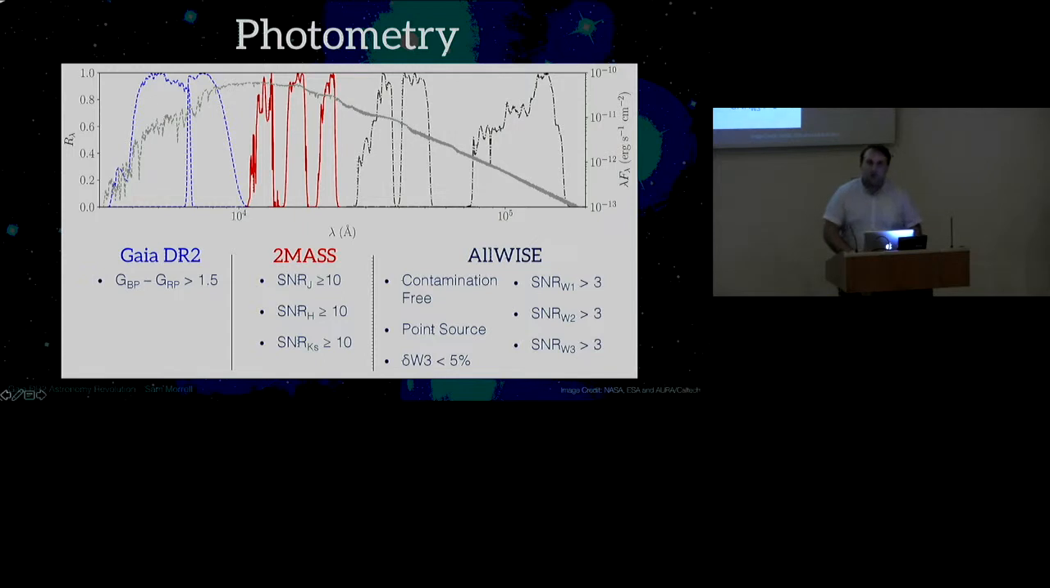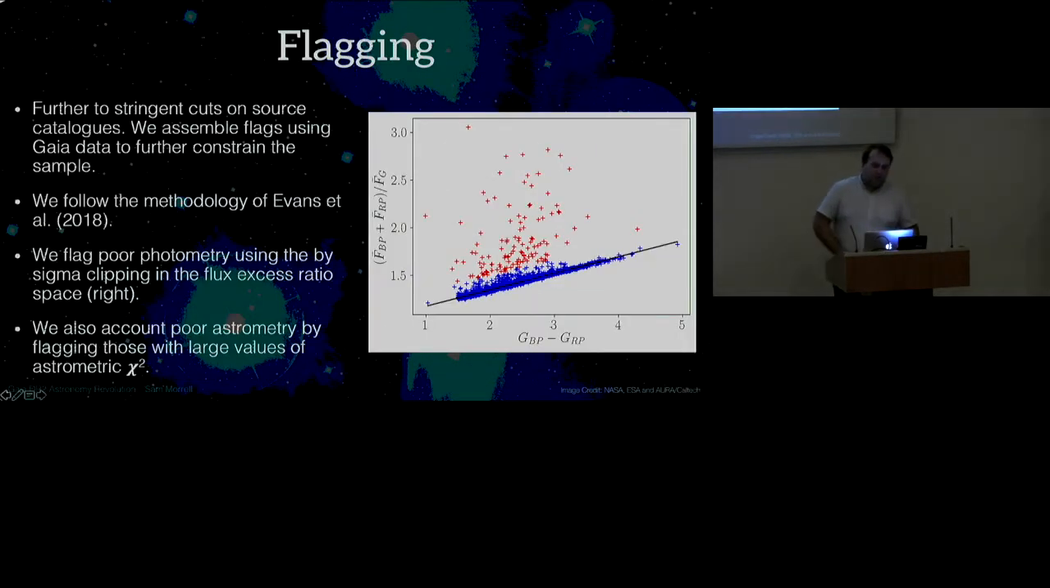So now that we've done a stringent cut in photometry, we additionally perform post-processing to actually flag contaminated sources here. So we know that the BP and RP bands in Gaia have relatively large apertures for the photometry. That means that you can suffer contamination from things like the sky background or nearby sources. So what we do is we follow the methodology of Evans et al. 2018, and we use the flux-excess ratio, which is basically the flux in the BP and RP bands compared to the G band, which is a much smaller aperture, to flag bad contaminated sources.